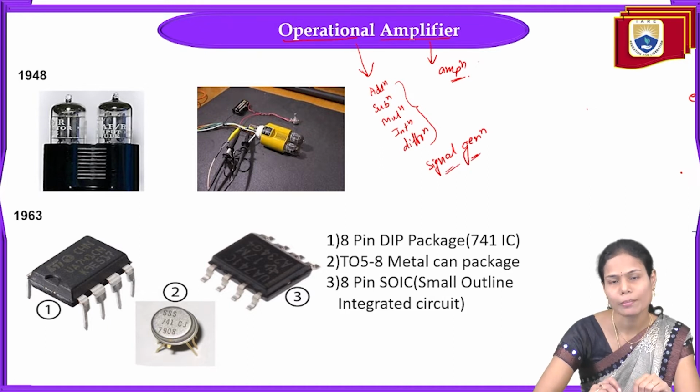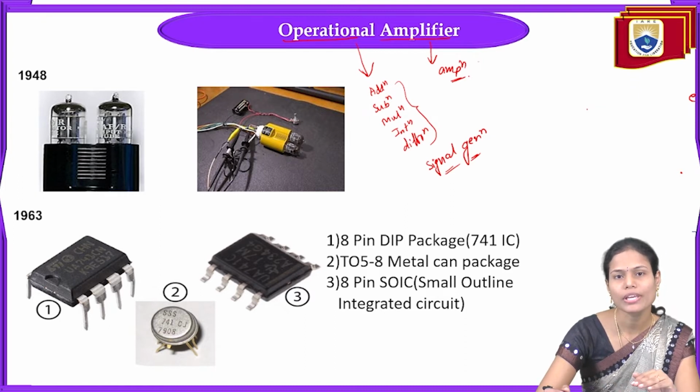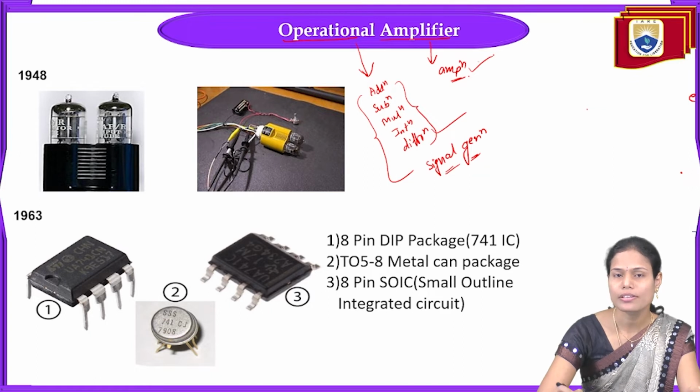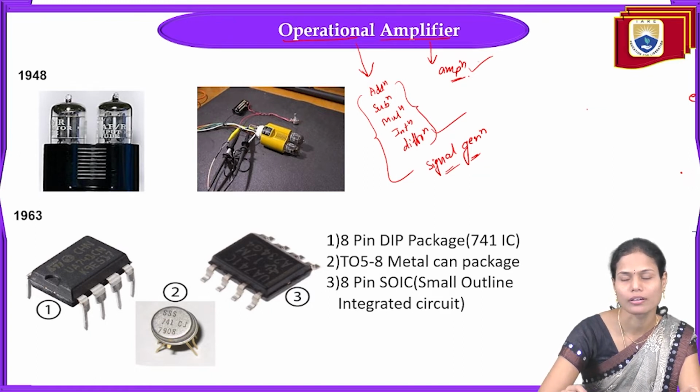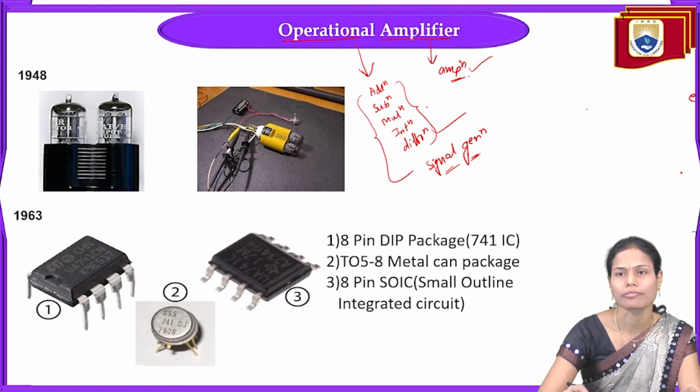See, in normal single stage amplifiers, multi-stage amplifiers or differential amplifiers, we can perform amplification and improve the parameters of the amplifier, but we cannot perform any of these operations using normal amplifiers. But in the case of the operational amplifier, we can perform all these operations along with the amplification function. That is the basic difference between all the other amplifiers and the operational amplifier.